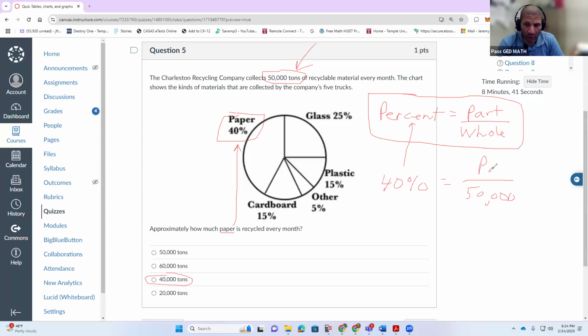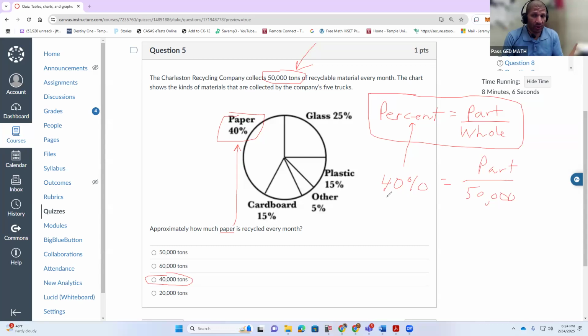We do not know what the part is. That's what we have to solve for. We have to solve this equation for the part. You might ask, well, this says percent equals. What you have to remember is when you have an algebraic equation, you can solve for any variable given. A variable is just something that stands for an amount. It could be a letter, it could be a word.